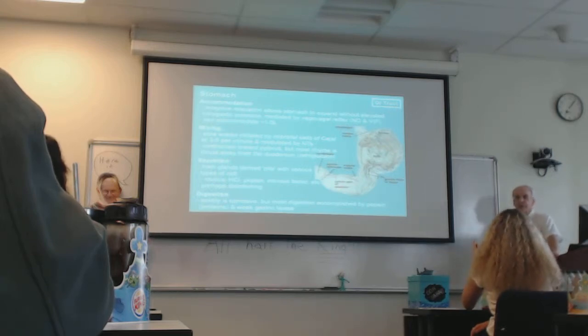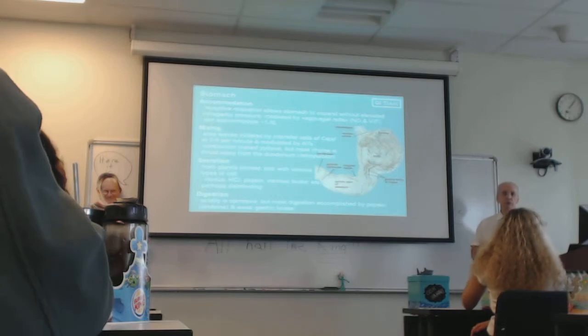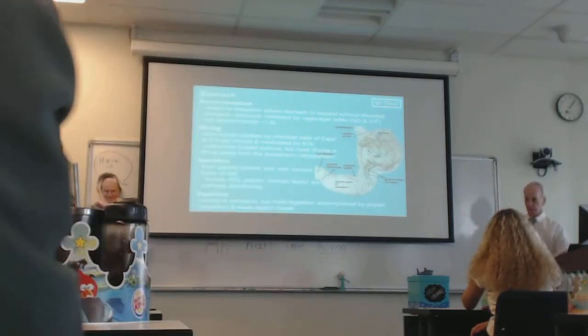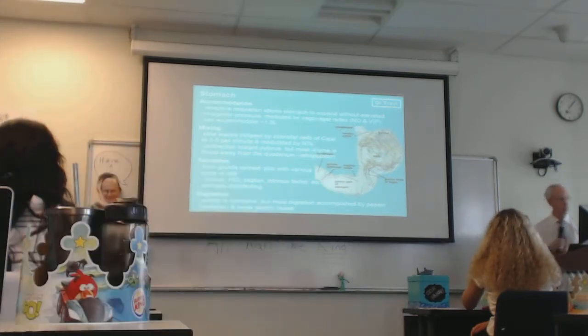We also mentioned that the esophagus is characterized by the presence of skeletal muscle toward the UES, the upper esophageal sphincter, and smooth muscle toward the LES, the lower esophageal sphincter.